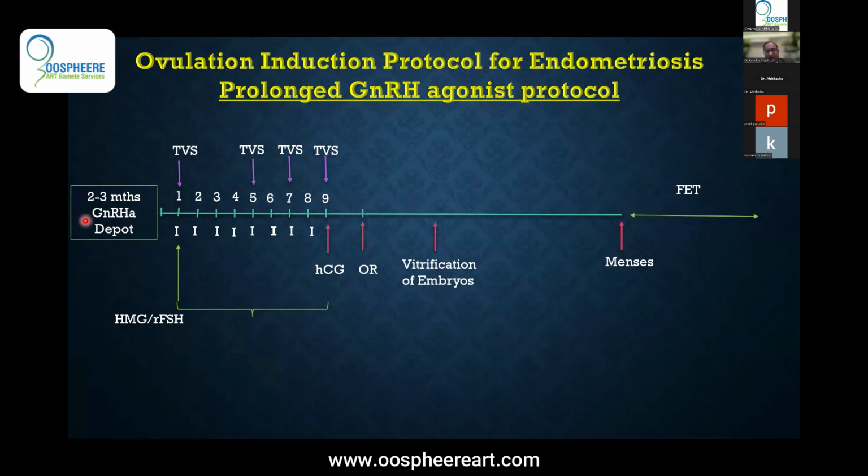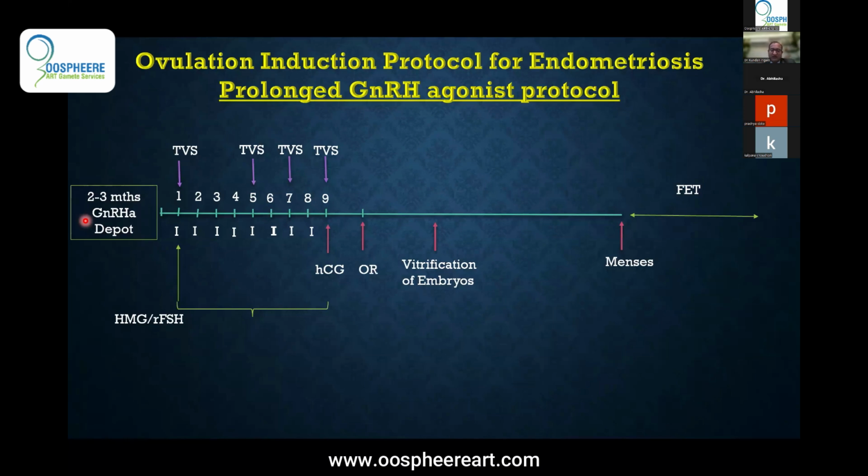Once you give three injections, 10 to 12 days after the third dose there won't be menses, because the patient is continuously on agonist injectables every 28 days. So there are no menses. After the last dose, 12 days later, you will ask the patient to visit, and you're going to directly start HMG or recombinant FSH for ovarian stimulation.